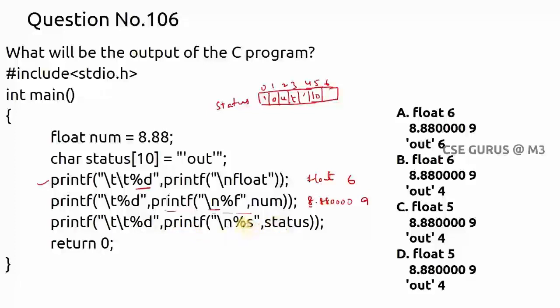So what is the value of %ls? That is status. What is there in the status? It is not only the out string, it is included with single quotes. See, whatever is there in the double quotes will be printed. What is there in the double quotes? Single quote, OUT and single quote. So that has to be printed. So it will print like single quote starts like OUT single quote.